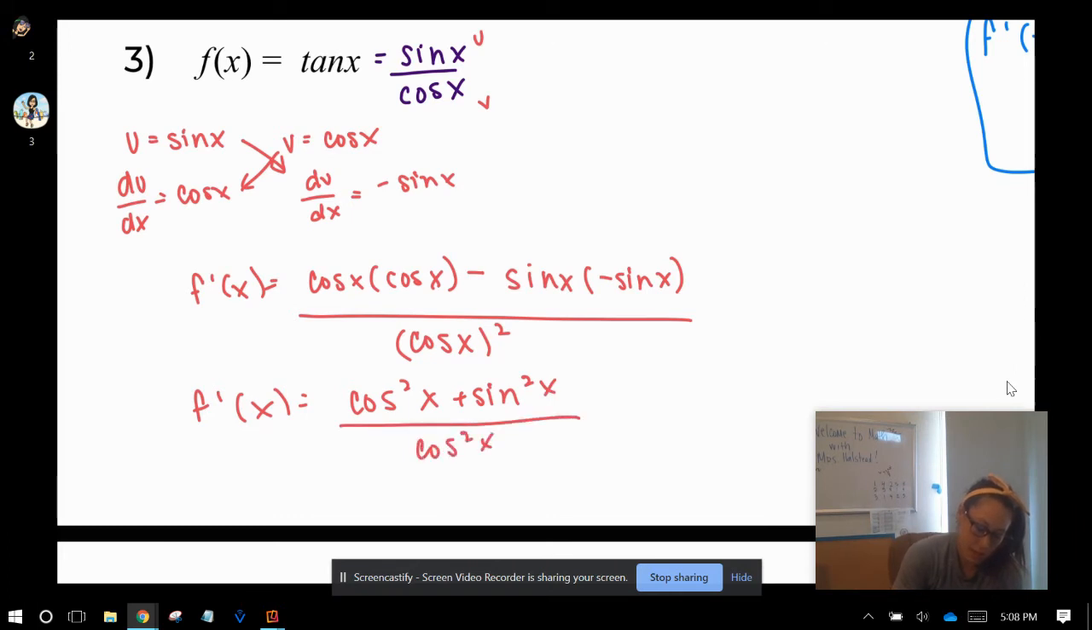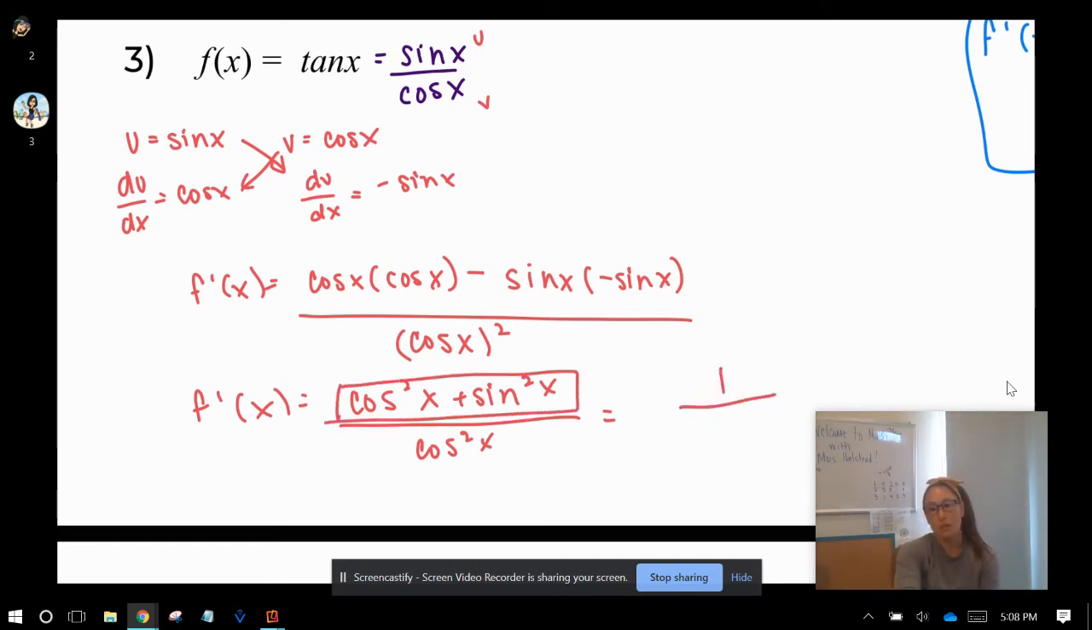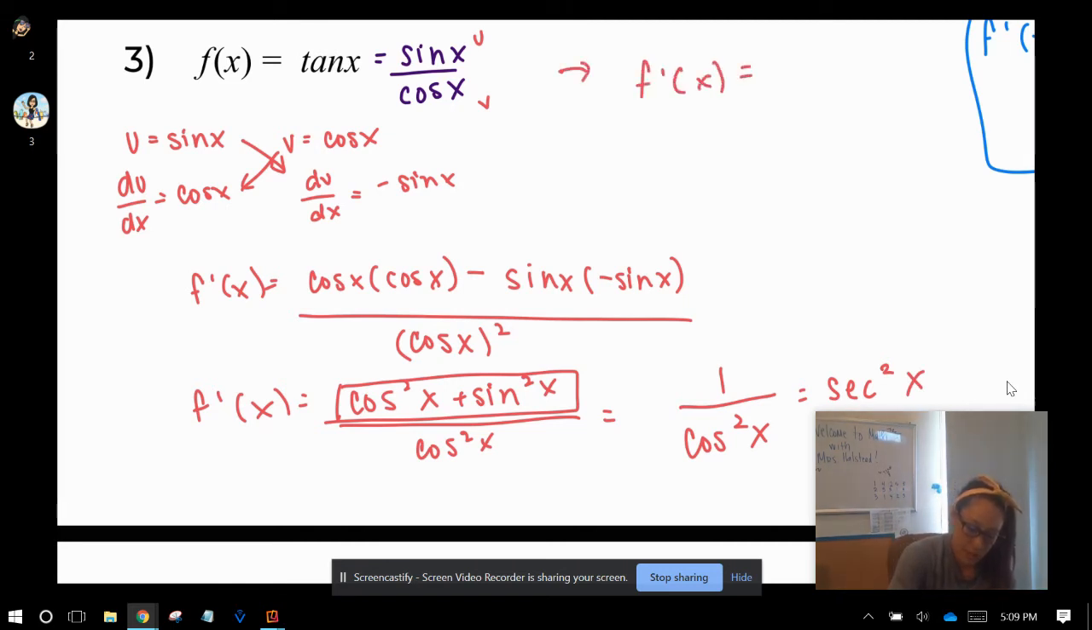So f prime of x is equal to cosine squared x plus sine squared x all over cosine squared x. And that is equal to, all right, cosine squared x plus sine squared x, Pythagorean theorem, that is 1, and over cosine squared x, reciprocal identity giving us secant squared x. So long story short, the derivative of tangent is secant squared x. We can derive any of the derivatives of the trig functions using the quotient rule.